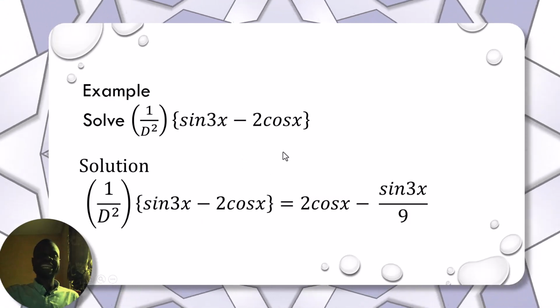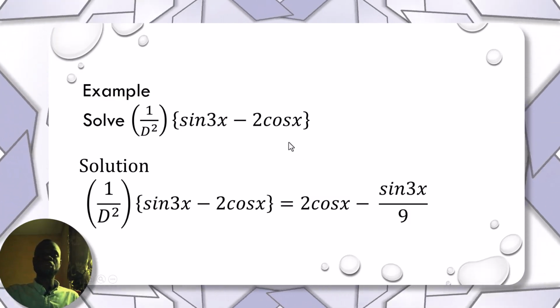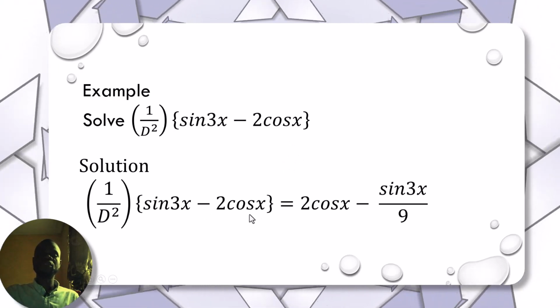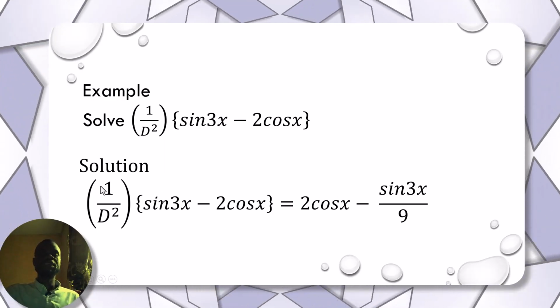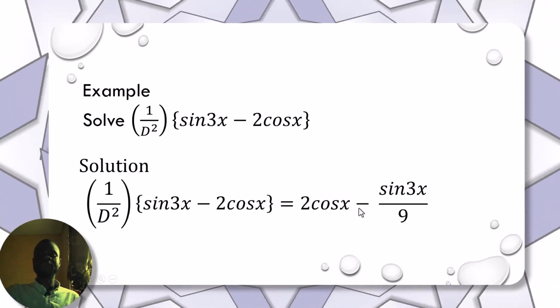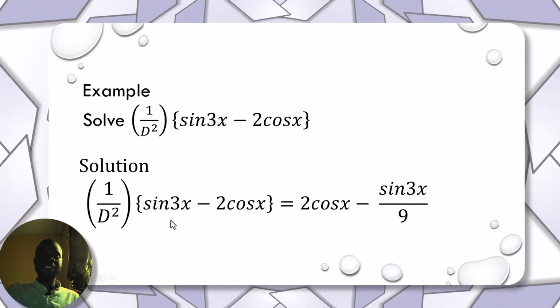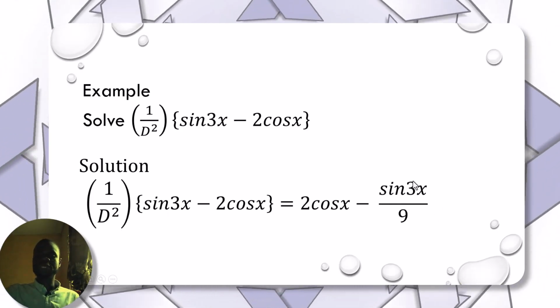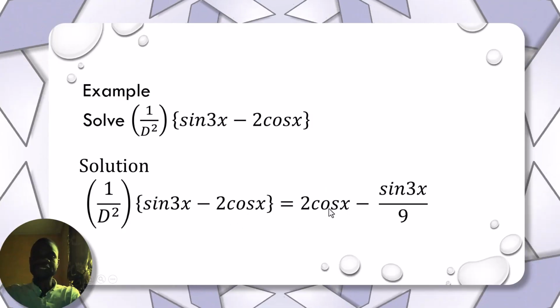2 sine x. Then I will integrate that sine again, it will now give me minus cos. So minus times minus will now give me plus, then I will have 2 cos x back. So it means the second order integration of this will give me 2 cos x minus sine 3x all over 9. So I integrated this in the second order, it gave me this.